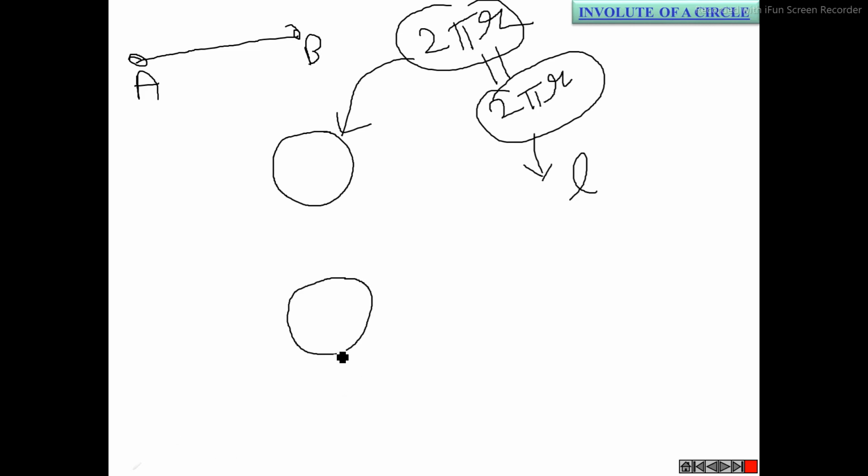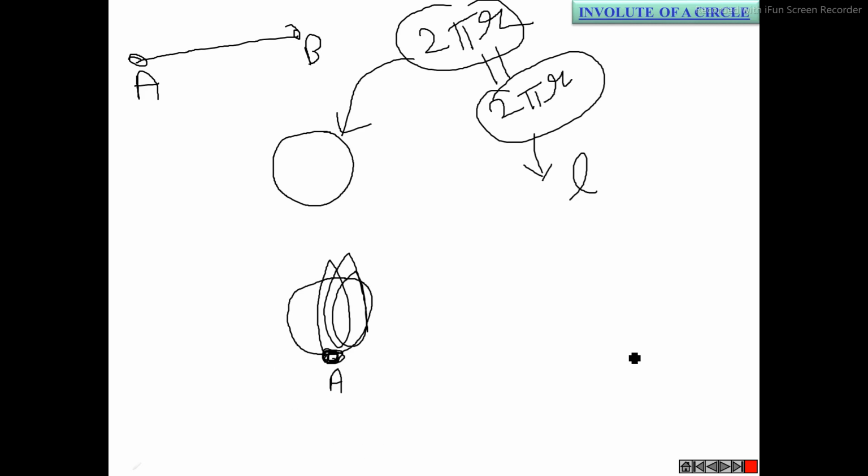Suppose this is point A of my thread. Now if I try to wrap this AB length of wire on the outermost periphery of the circle like this, then point B will be at the same point after 2 pi r distance. When the wire has traveled 2 pi r distance, point B will be at the same point where point A lies. Yes or no?